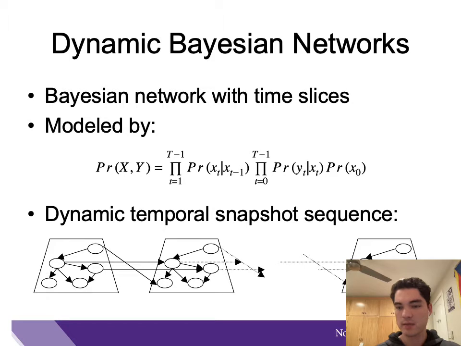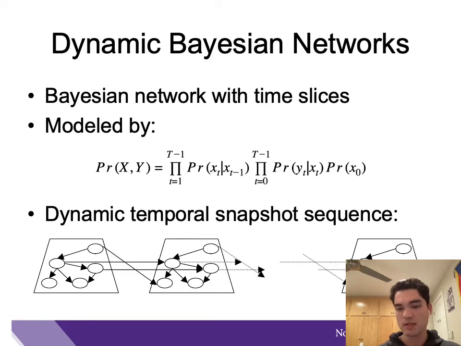A DBN is a Bayesian network that relates variables to each other over adjacent time steps, called time slices, so they can capture the evolution of random variables over a series of instances. The value of a variable can be calculated using internal regressors and the value from the previous time slice, which can be modeled by the equation shown on this slide.